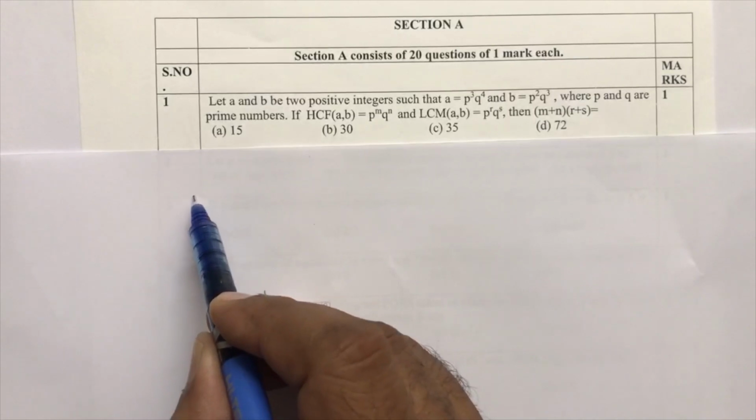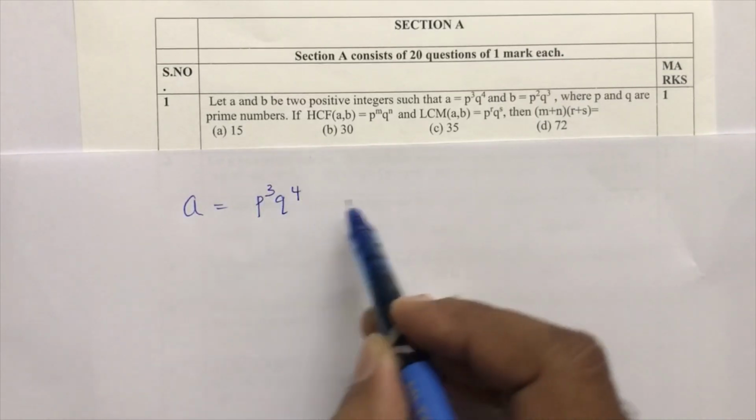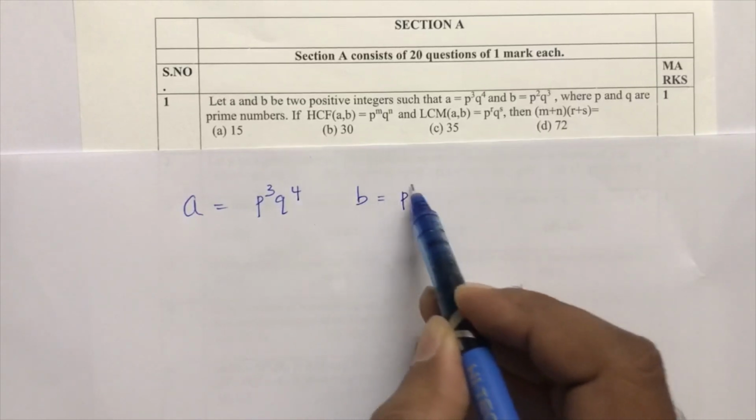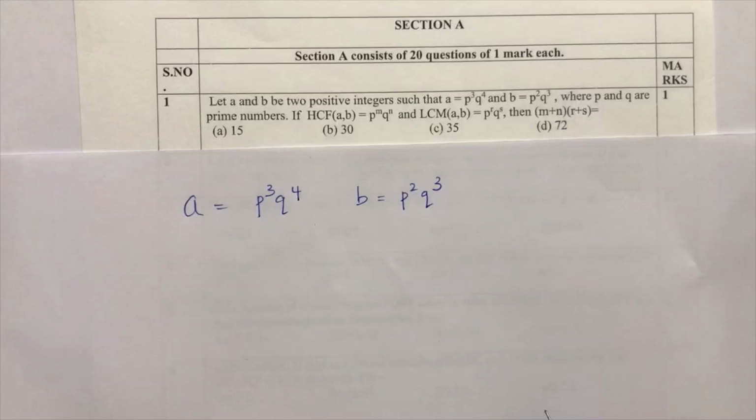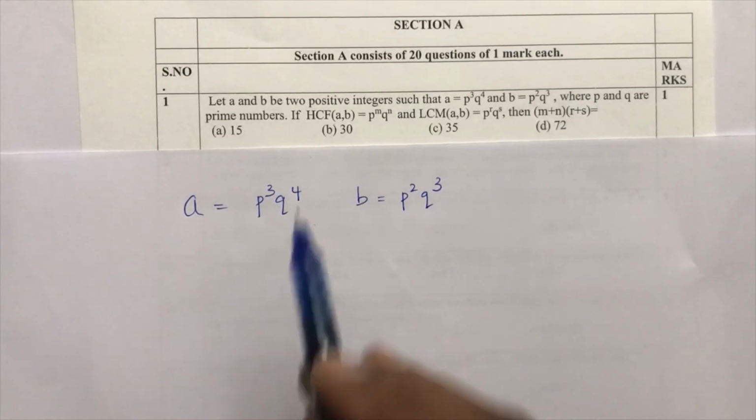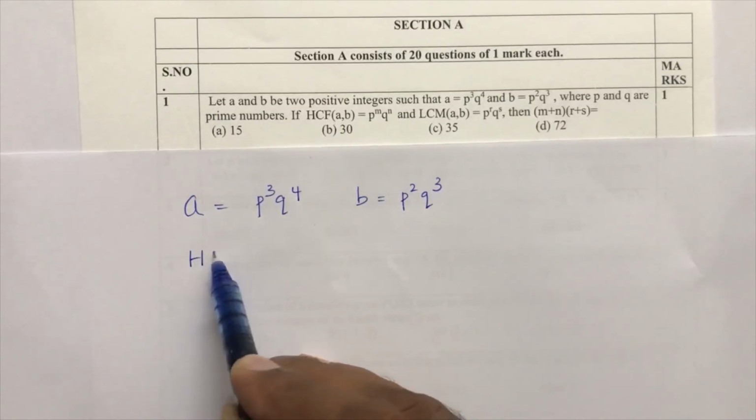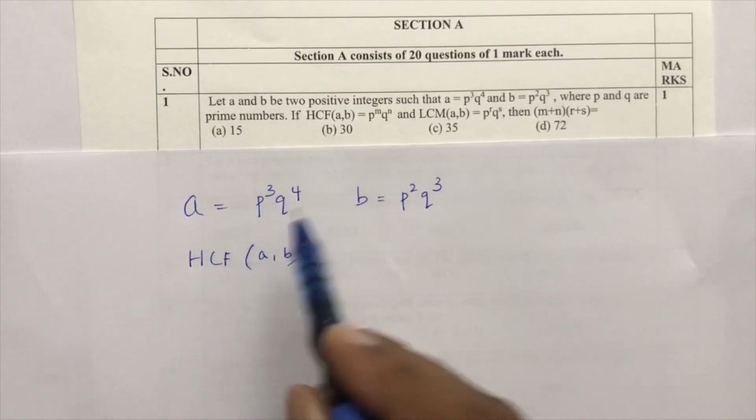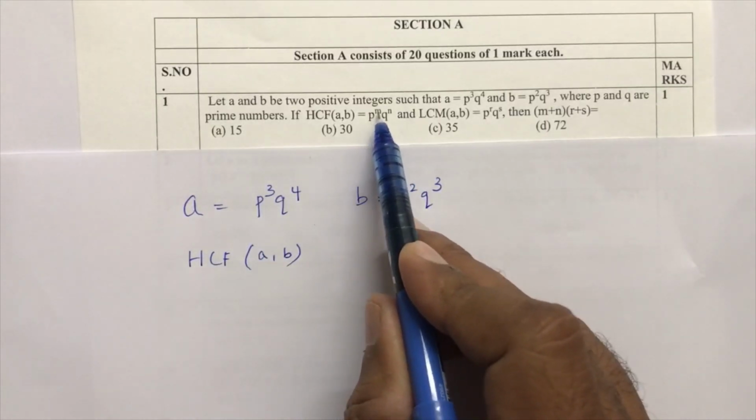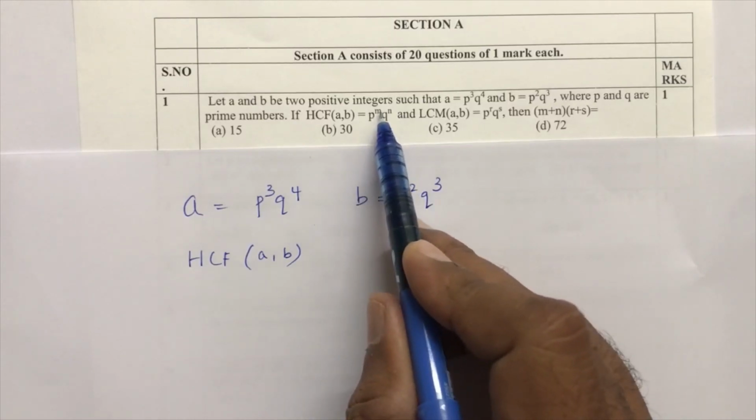Such that A is P cube Q to the power 4 and B is P square Q cube, where P and Q are prime numbers. The HCF of A and B is written in the form P power M, Q power N. After finding the HCF, I'll get the values of M and N.